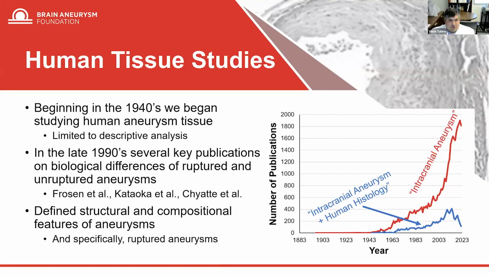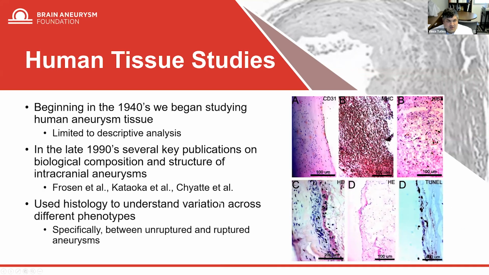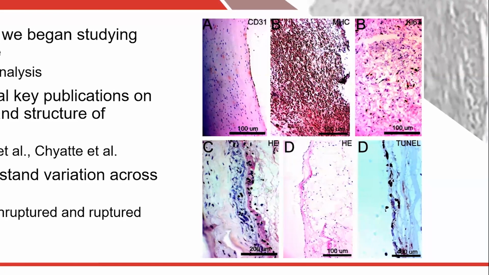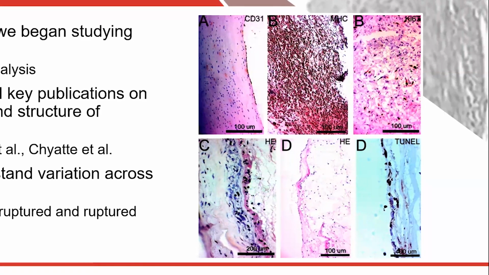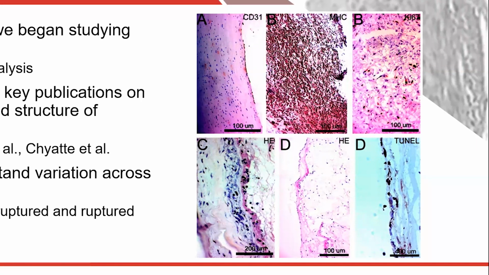And in the late 1990s, there were several key publications that were seminal works, those by Frösen et al., Kataoka et al., and Chyatte et al. And these really helped define the structure and the inflammatory structure of the aneurysm tissue across different phenotypes or different classes of aneurysms. Specifically, they characterized the differences between the ruptured and the unruptured ones, where in the ruptured ones, you were able to see a lot of inflammatory infiltration, a lot of cellular death and remodeling characteristics, and a lot of degeneration of the tissue, especially at the site of rupture. So that's about 30 years ago, when we were characterizing these differences on histology.